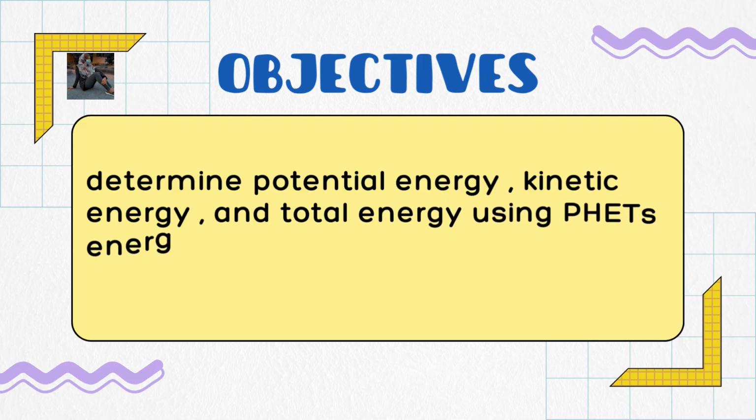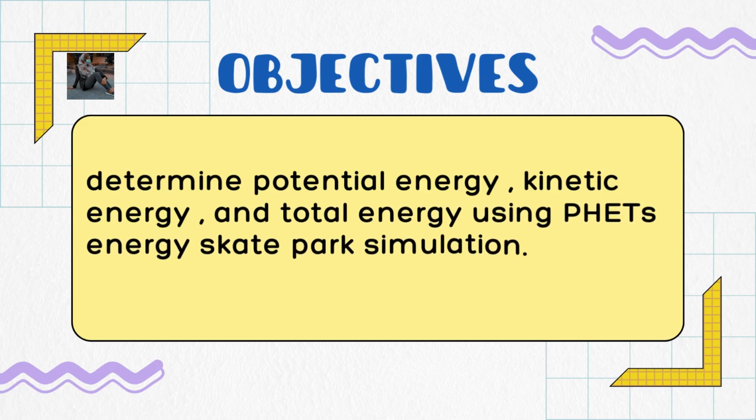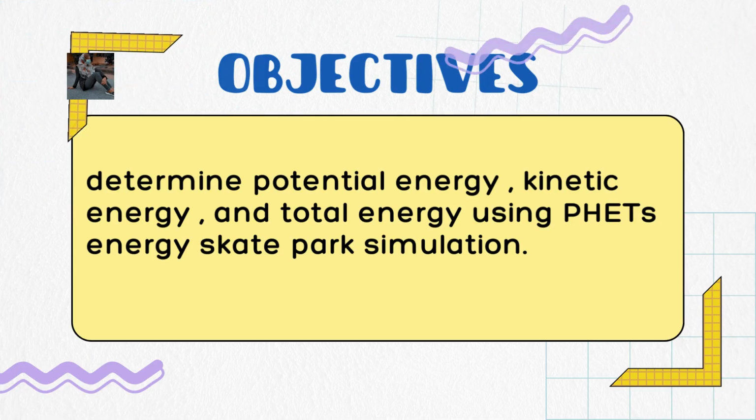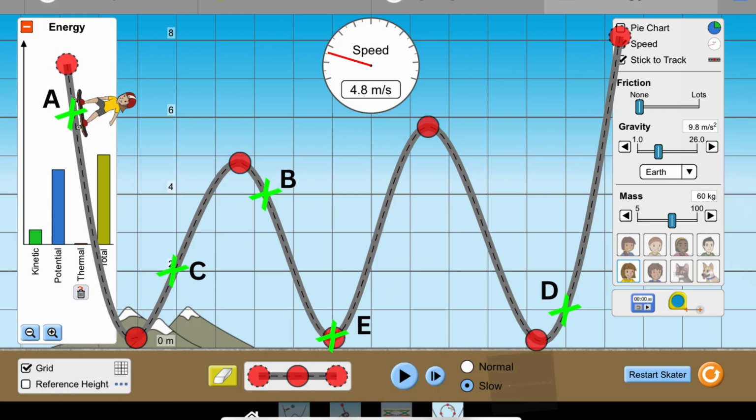So, this is the objective for energy. The objective is to determine potential energy, kinetic energy, and total energy using PhET's Energy Skate Park simulation. At point A, the skater is at the highest point. Here, potential energy is at its maximum, while kinetic energy is minimal because the skater's speed is very low.